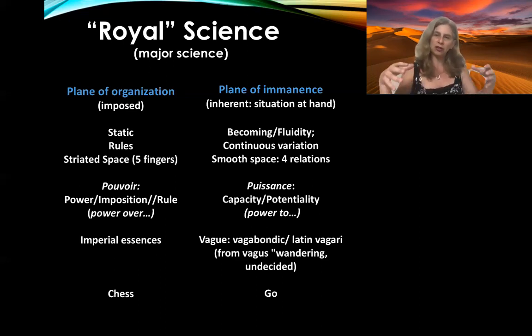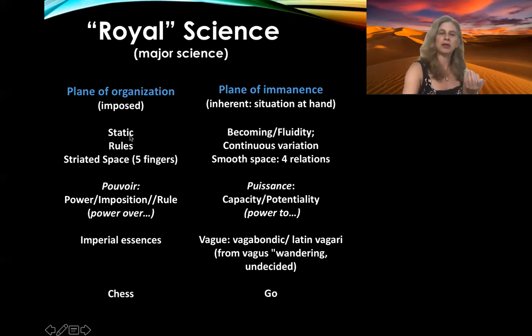So one is trying to kind of impose a sort of order. The other is trying to kind of react. One is about stasis. The other is about becoming and fluidity. One is about rules. The other is about continuous variation. Coming back to an image of the hand that I showed you before, one is about striated space, or 5 fingers. The other is about smooth space, or 4 relations.